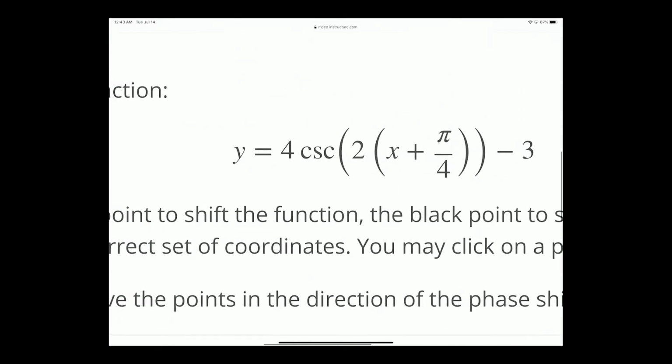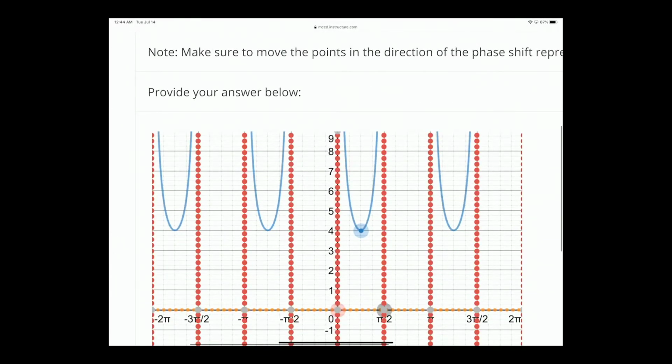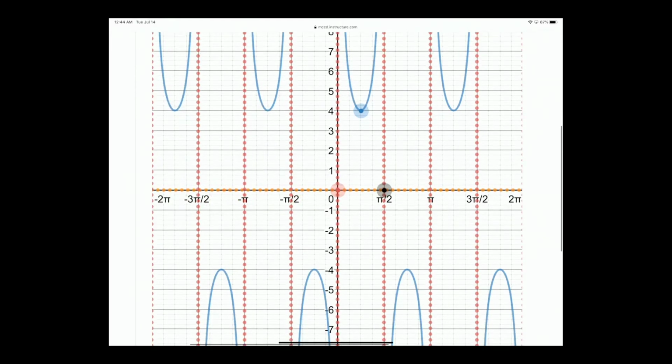Can't highlight it, sorry. What about the pi over 4? We learned in the last one that the pi over 4 directly is going to be a left or right shift. So a negative pi over 4 would shift it in the positive direction, and a positive pi over 4 shifts it in the negative direction. Okay, so when you see plus pi over 4, that actually means it needs to go to the left by pi over 4. So I'm going to take the red dot at 0, 0, and it needs to go to the left by pi over 4.